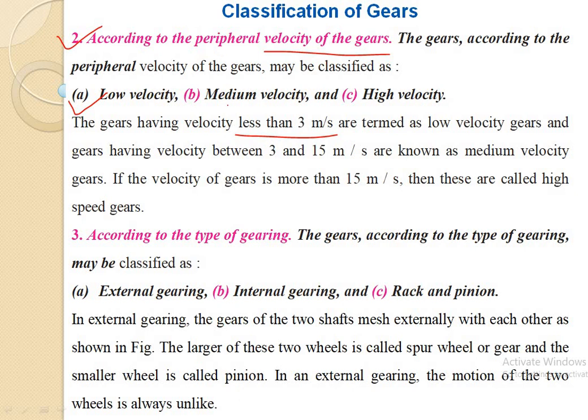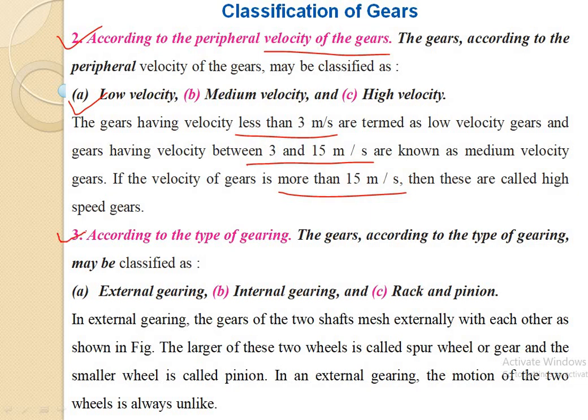Second is the medium velocity. When the velocity of the gear is between 3 to 15 meter per second, then we can say that these are the medium velocity gears. And if the velocity is more than 15 meter per second, then it is known as high velocity or high speed gears. So the second major classification is depending upon the velocity of the gears: low velocity gears, medium velocity gears and high velocity gears. This is the second major classification.